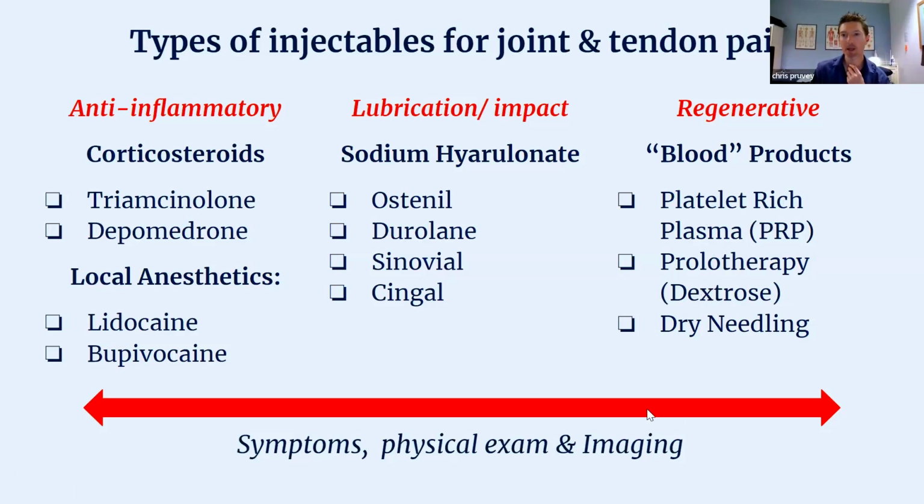So corticosteroids are an anti-inflammatory, and this is pro-inflammatory. So we've got to use the right thing at the right stage. And really, it's going to be about, again, listening to your symptoms, having a chat with you about your goals, a physical exam, and what your imaging shows. Those things are what's going to give us a good indication as to which of these might be best in each scenario.